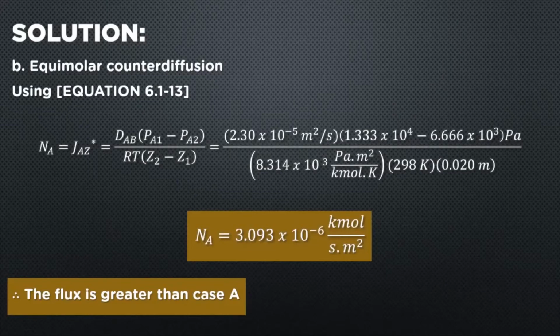So flux JAZ is equal to DAB times PA1 minus PA2 all over RT times Z2 minus Z1. Plugging in all the values, we got a flux of 3.093 times 10 raised to the power of negative 6 kilomoles per second meter squared. Therefore, the flux is greater than in part A.